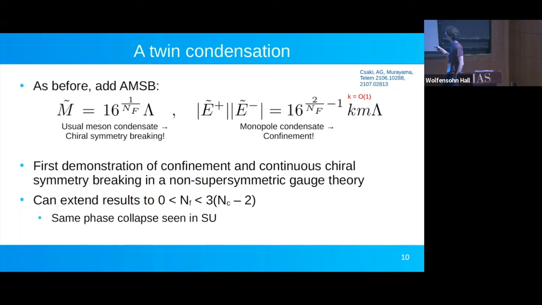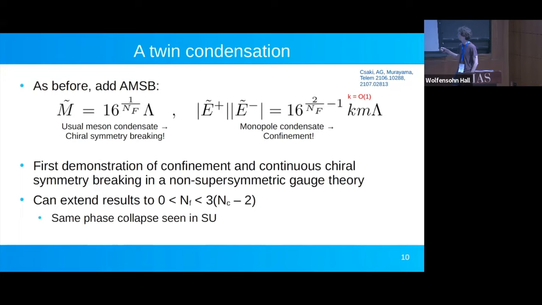Okay, so it's not a true electric magnetic duality, but if we interpret it as an electric magnetic duality, then the monopole condensation signals electric confinement. So you can see this as a demonstration of confinement and simultaneously chiral symmetry breaking of the continuous chiral symmetry.